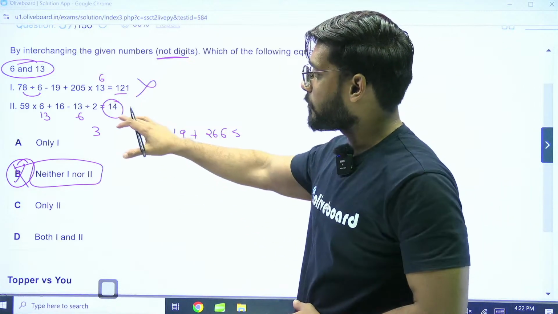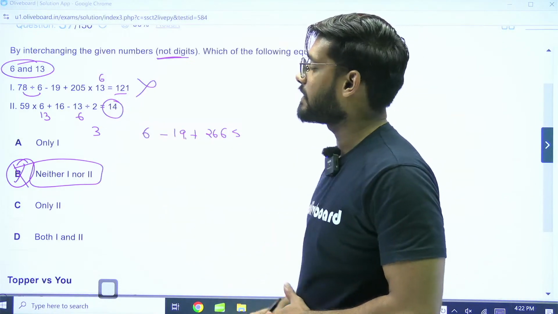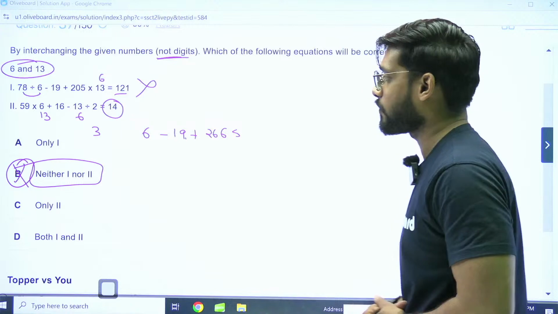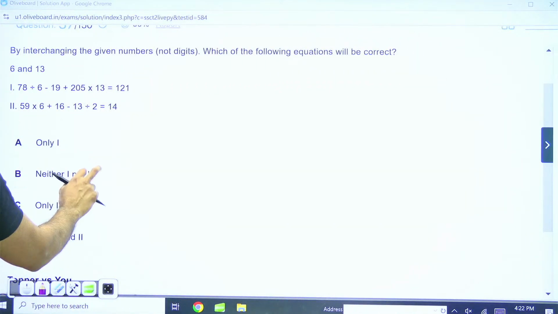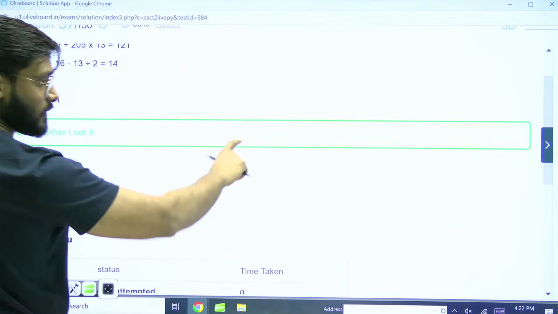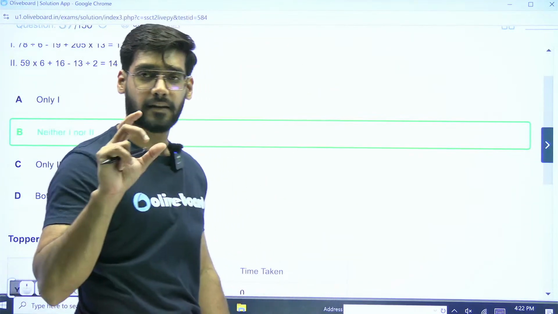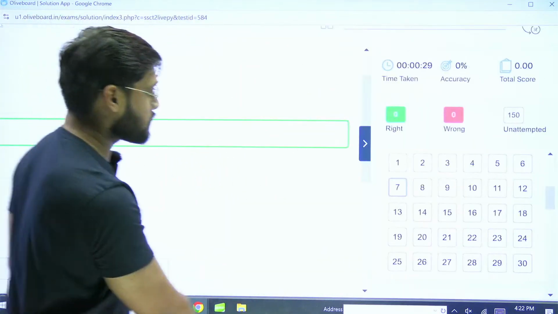We are not supposed to solve the question fully. We can get the answer directly. The option should be neither 1 nor 2. Let's mark this. Yes, it turns green, it means we have done it right. Next question, 8th one.